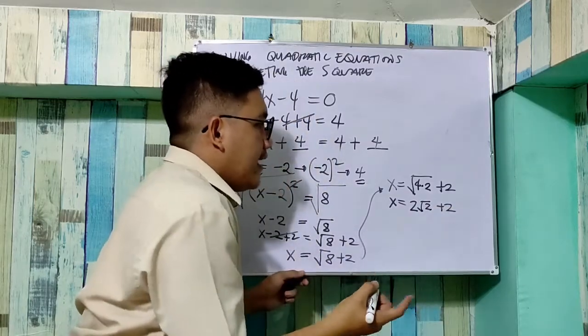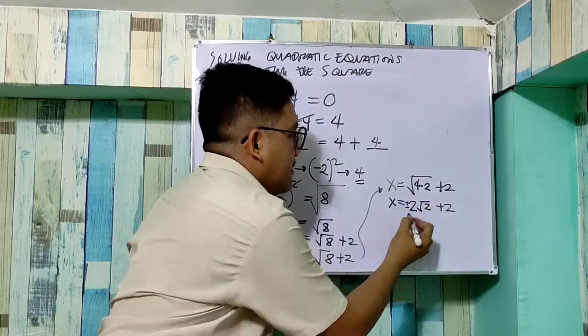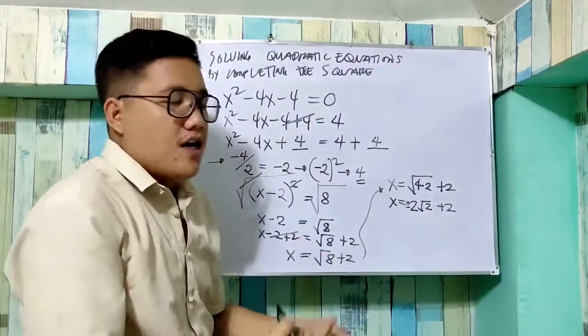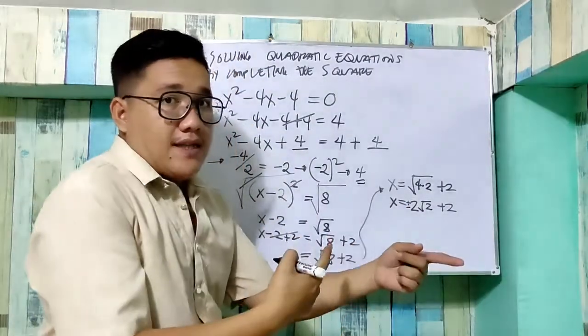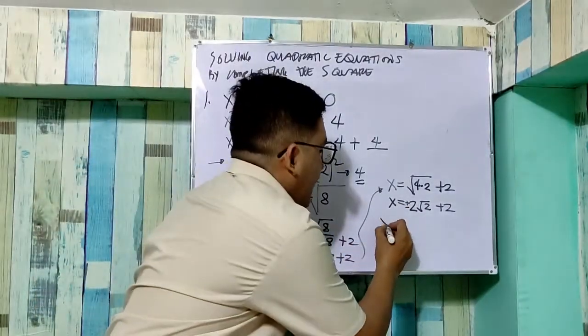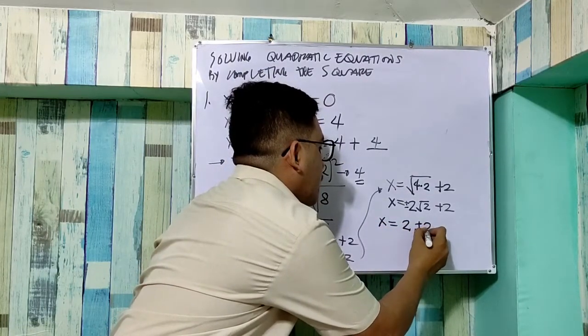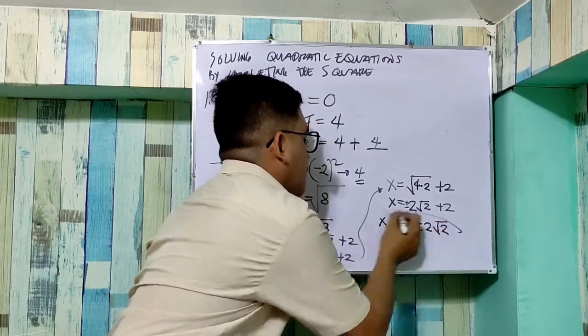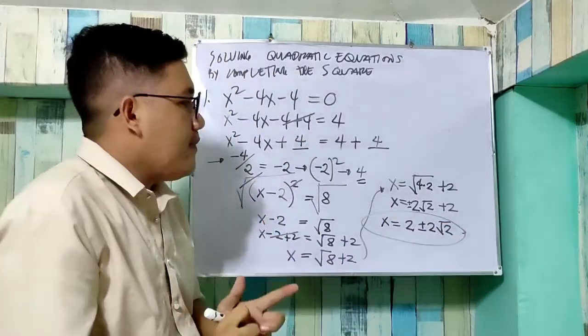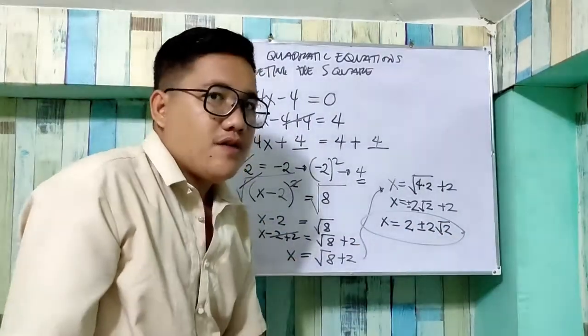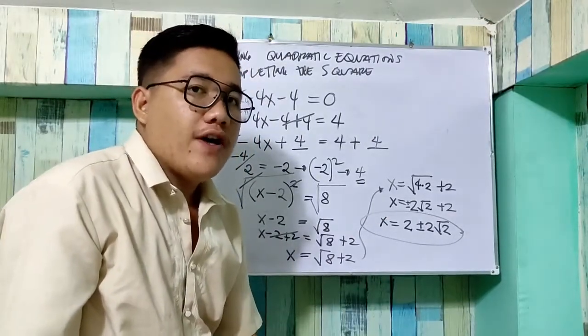Or, let's arrange it, this is positive, this is negative. So, let's swap their positions, so we have x is equal to 2 plus or minus 2 square root of 2. So, that is our answer for the value of x. One positive 2 square root of 2 and one negative 2 square root of 2.